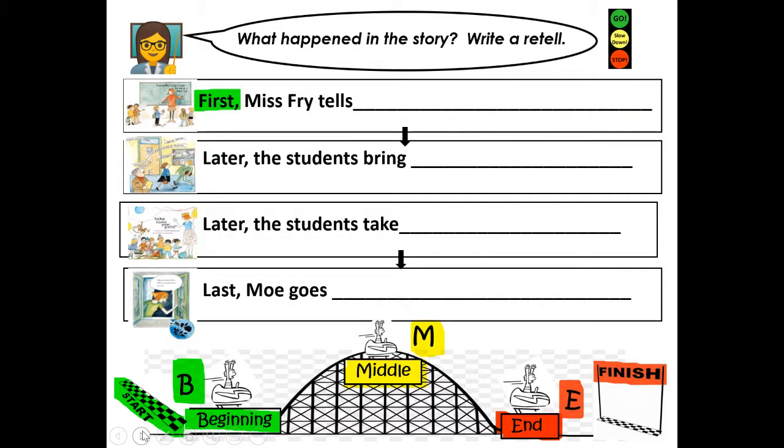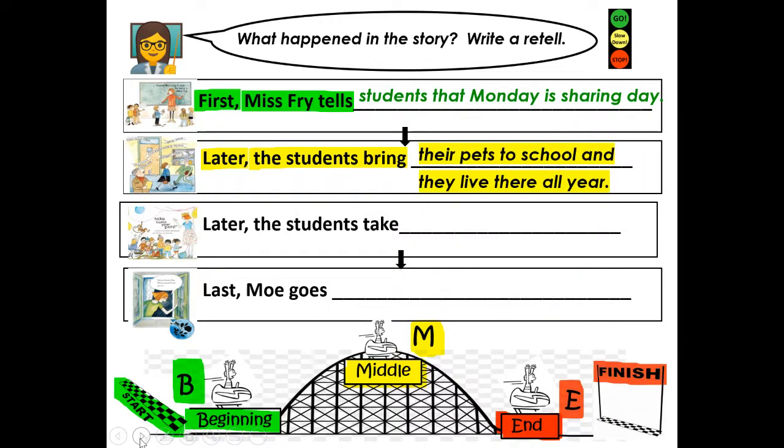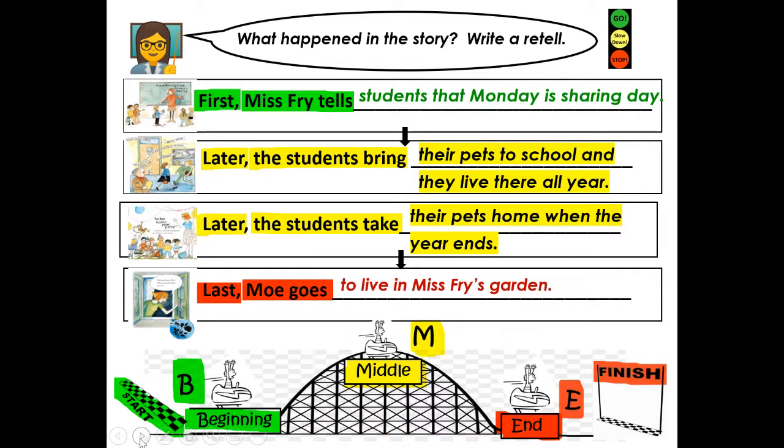What happened in the story? First, Miss Fry tells students that Monday is sharing day. Later, the students bring their pets to school and they live there all year. Later, the students take their pets home when the year ends. And finally, last, Mo goes to live in Miss Fry's garden.